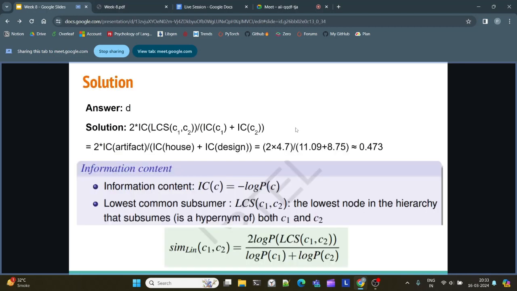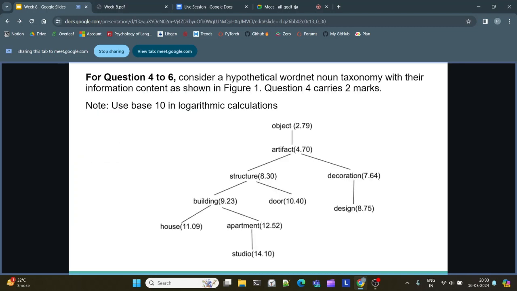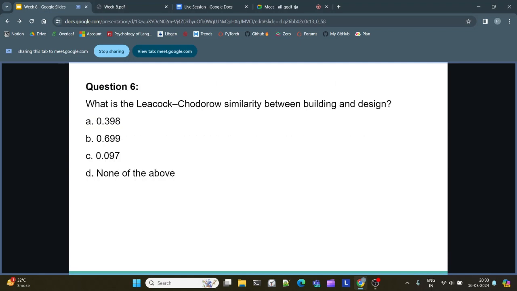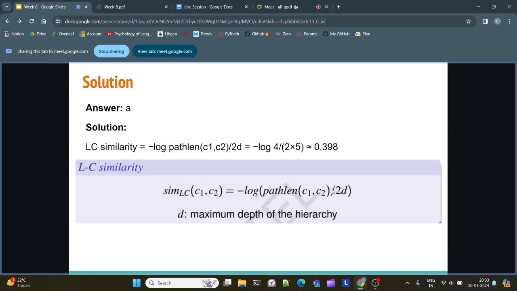Yes, ma'am, but how did we get 2? The 2 is there in the formula. You see, the formula is 2 times D. Oh, okay, yes, that's it.